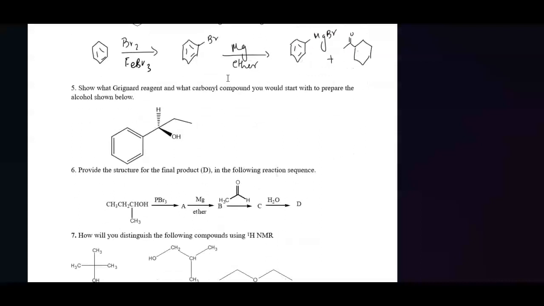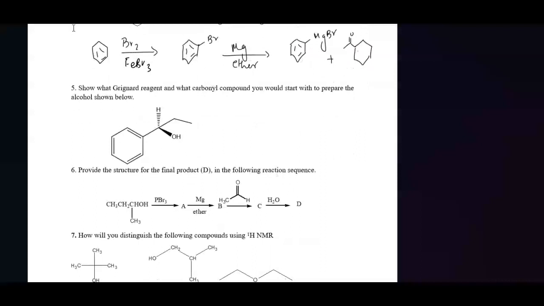Once you have the Grignard reagent, you can use the appropriate carbonyl. In this case, you are using a ketone of this type, because you have a cyclohexyl type of group, so that's the ketone you will use, followed by hydrolysis with H3O+, where you get your required target material.